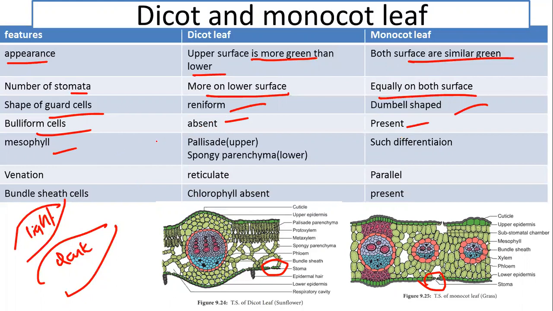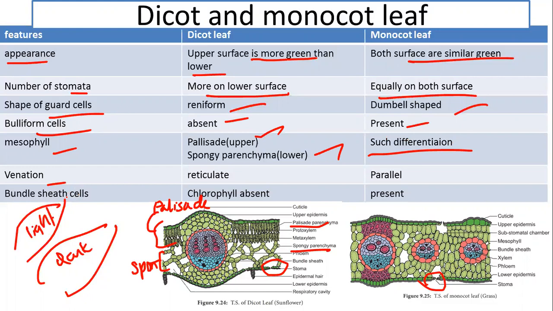The mesophyll layer will be present in two differentiated ways. You can see palisade parenchyma present in the upper region, and spongy parenchyma present in the lower region. This part is called palisade, which is closely arranged, and this part is called spongy, which is loosely arranged. Both are mesophyll cells of the leaf, where the chloroplast will be present. But in monocot we can't see any such differentiation. All are similar; similar mesophyll layers will be present all over the structure.